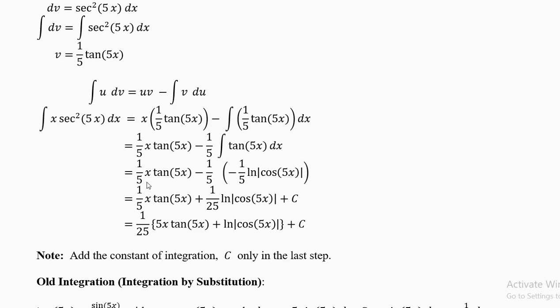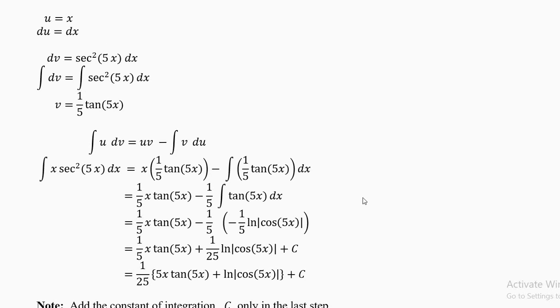Your answer is 1 by 5 x tan 5x plus 1 by 25. This minus 1 by 5 into minus 1 by 5 will give plus 1 by 25. Logarithm natural cosine 5x absolute value plus c. You can take 1 by 25 common. In the bracket you will get 5x tan 5x plus ln absolute value cosine 5x.